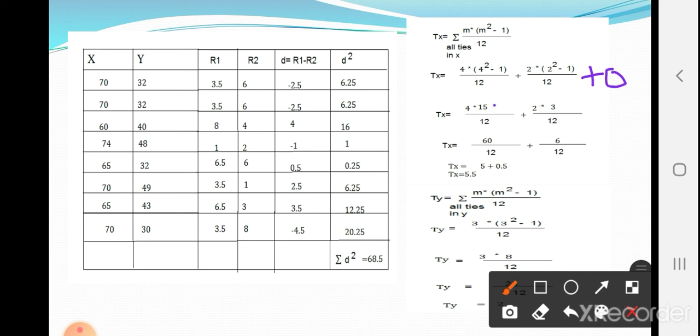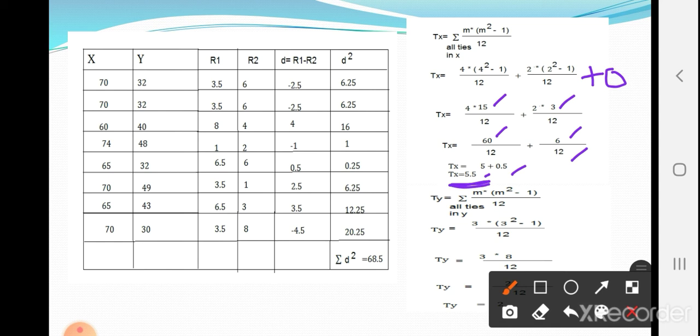Then 4 into 4 square is 16. 16 minus 1, that is 15. Plus 2. 2 square, that is 4. 4 minus 1, that is 3. 4 into 15, that is 60. 60 divided by 12. Plus 2 into 3, that is 6. 6 divided by 12. 60 divided by 12, that is 5. Then 6 divided by 12, that is 0.5. So 5 plus 0.5, that is 5.5. So Tx value is 5.5.